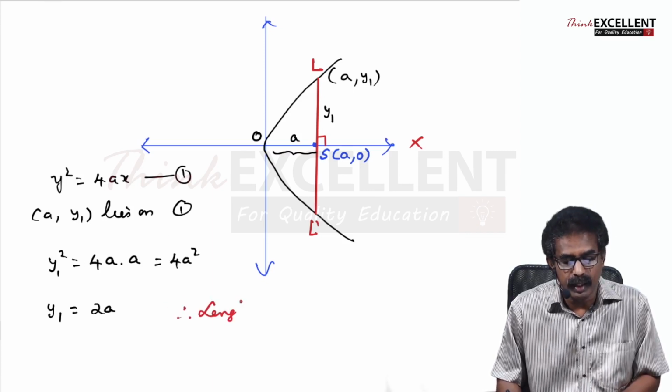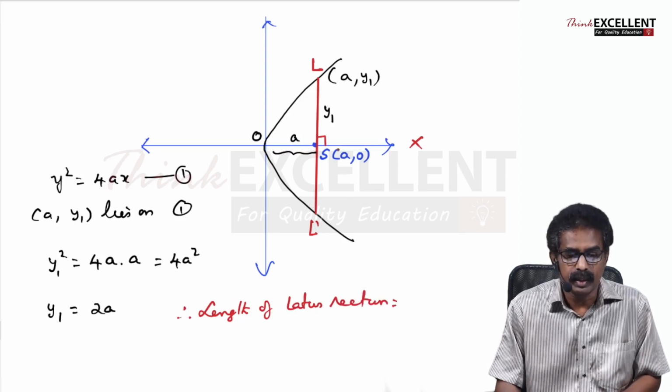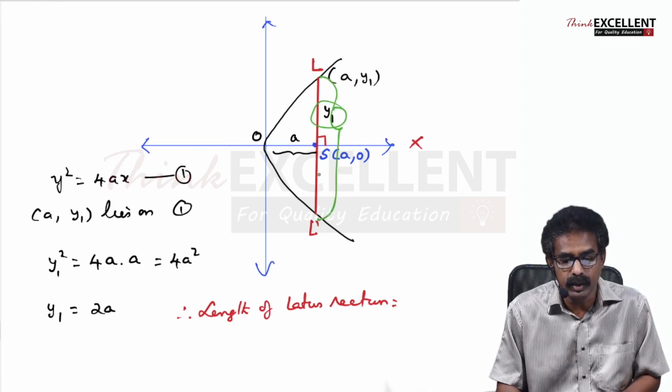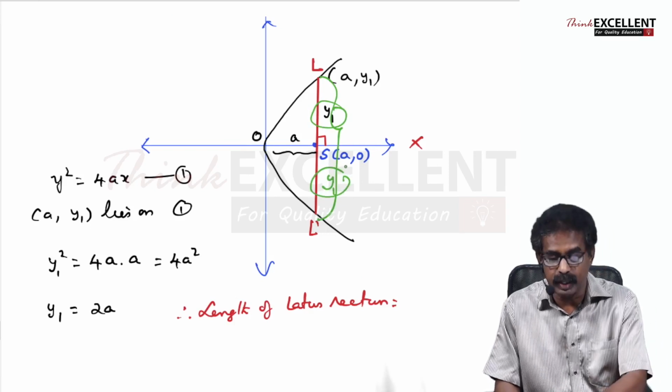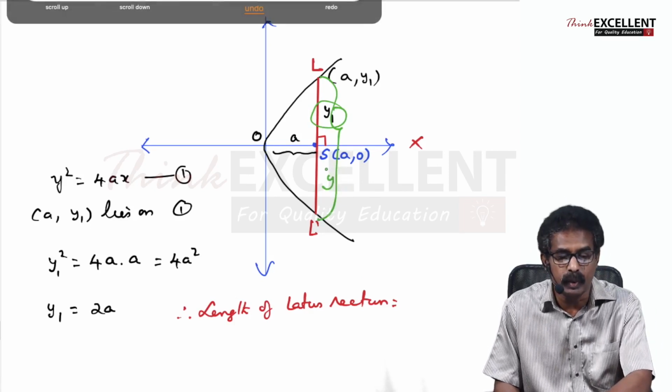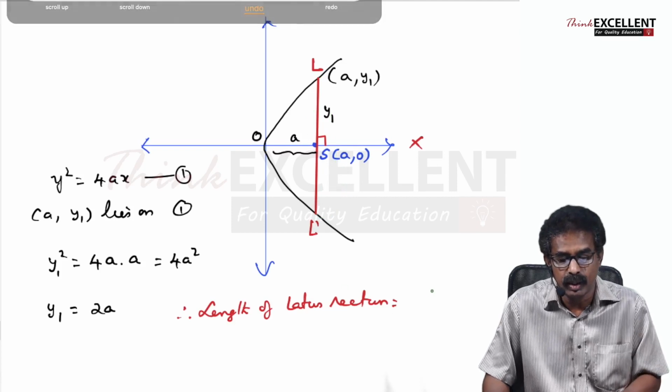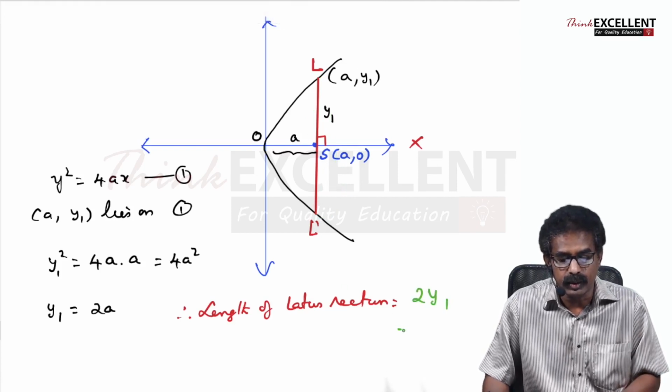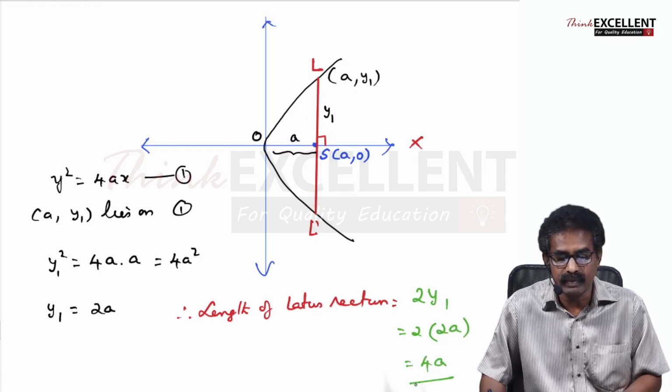So y1 is 2a. I want the length of the latus rectum. So the length of the latus rectum is equal to, the length means the full length you should take, right? LL', the full length. This part I had taken as y1, so this is also y1. So y1 plus y1, what is that? 2y1. So the length of the latus rectum is 2 into y1, that is 2 into 2a, which is 4a.